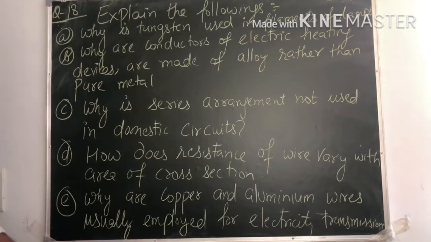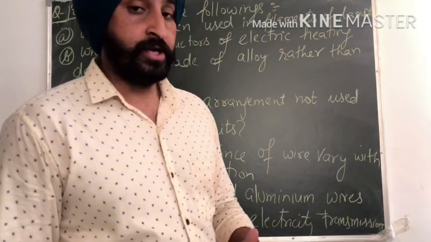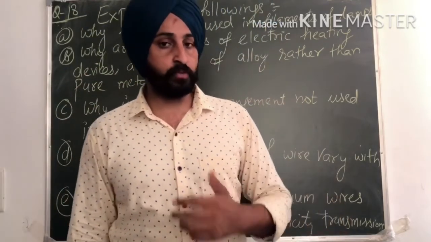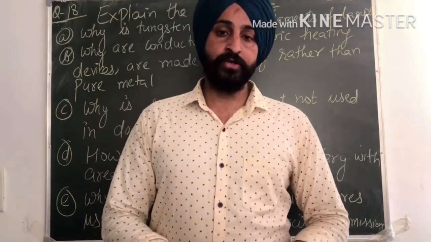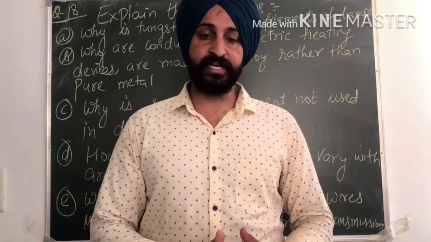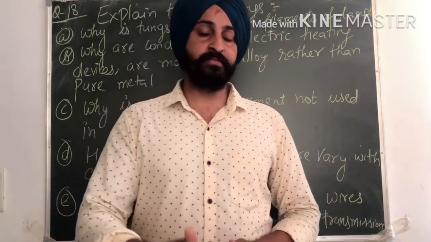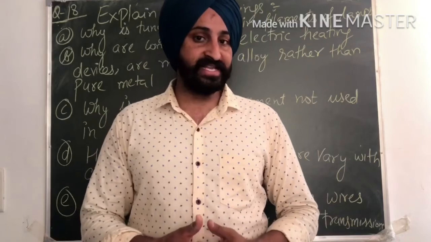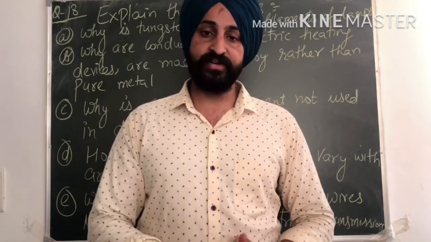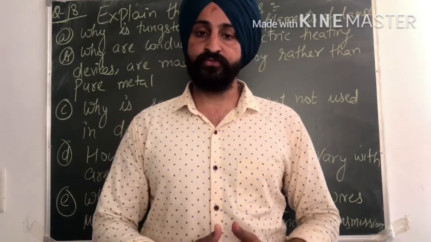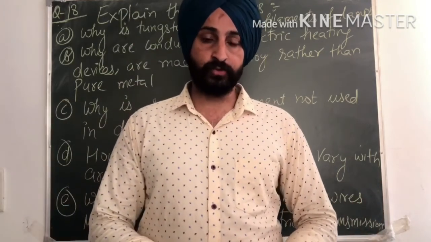And the last part is, why are copper and aluminium wires usually employed for electric transmission? Now in electric transmission we use copper and aluminium wires. The reason is simple. In electric transmission you want minimum wastage of energy. That means there should be minimum resistance. So if resistance is lesser, then your current will be flowing easily. There will be no wastage of current. And copper and aluminium have low resistivity, so they will be offering low resistance to flow of current. That is why we use them in electric transmission. So that is the explanation to last part.